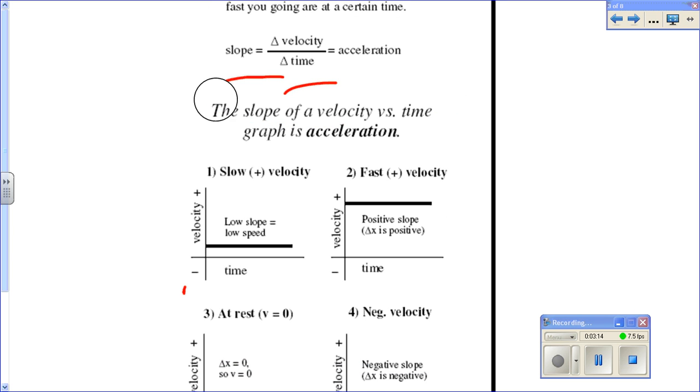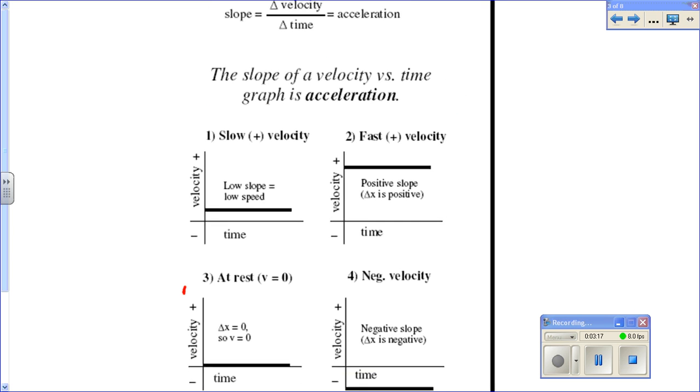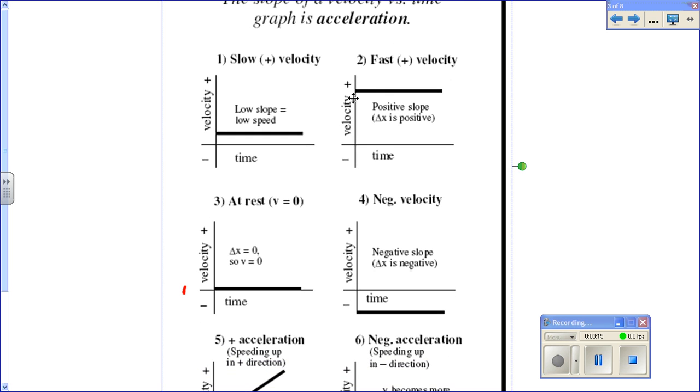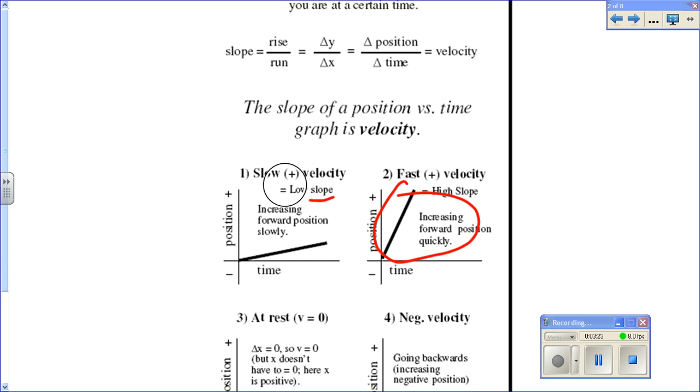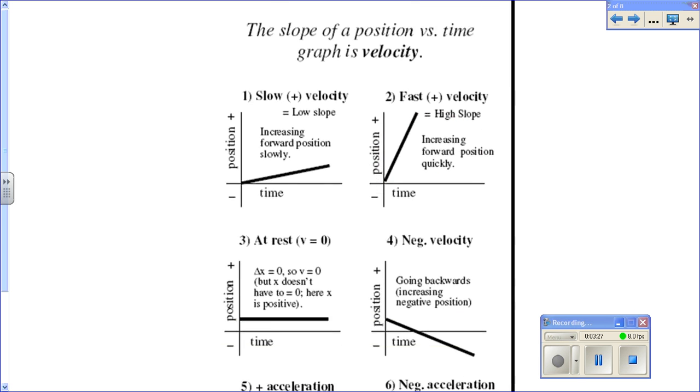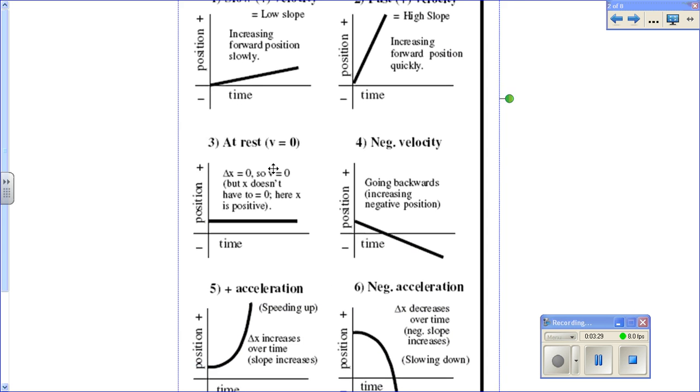All right, graphs 3 and 4. Let's look at the position versus time graph. All right, an object at rest. An object at rest, its position does not change. So the slope is 0. So we have 0 velocity because we have a 0 slope.